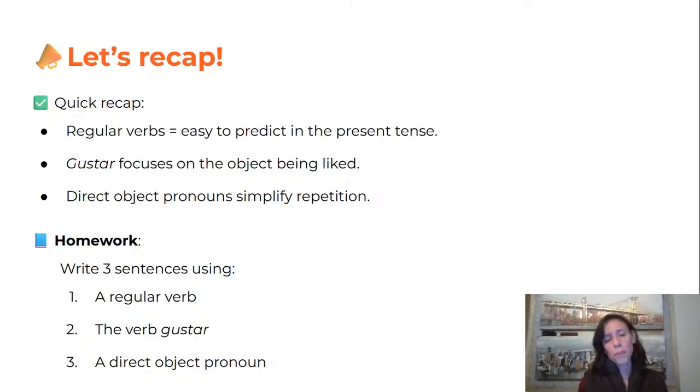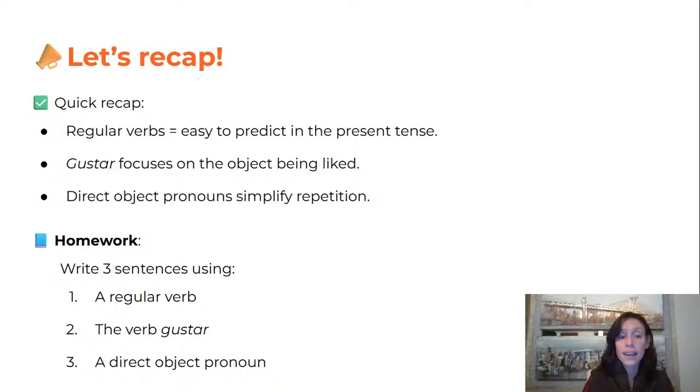Let me give you an example. Write 3 sentences. Number 1, a regular verb. Yo hablo español. I speak Spanish. That is a regular verb. Number 2, with the verb gustar. Me gusta la pizza. True story. Me gusta la pizza.